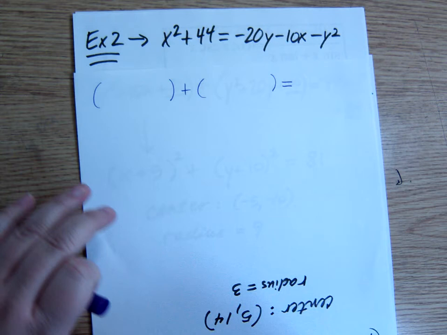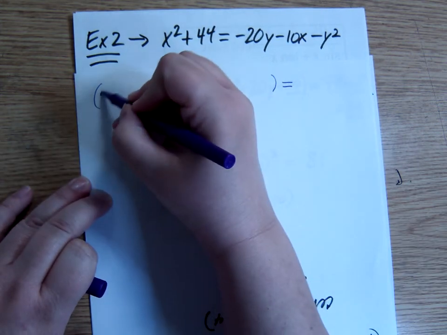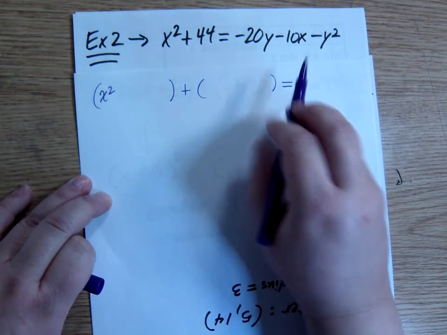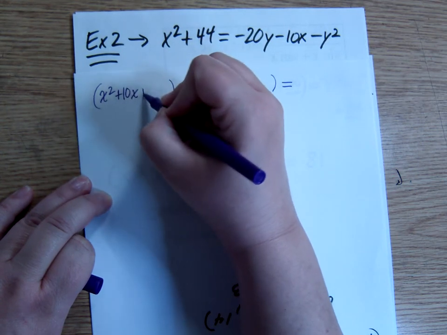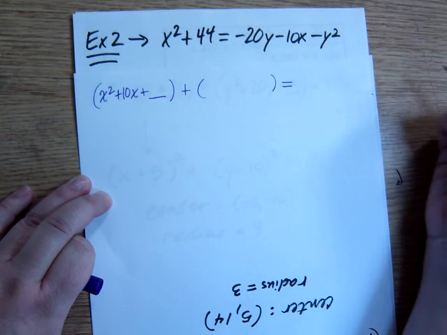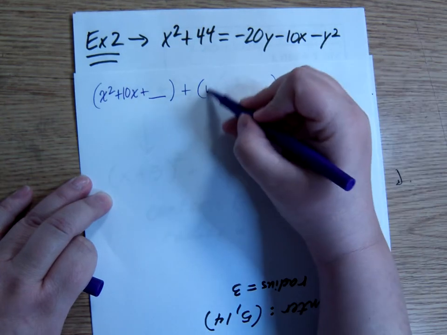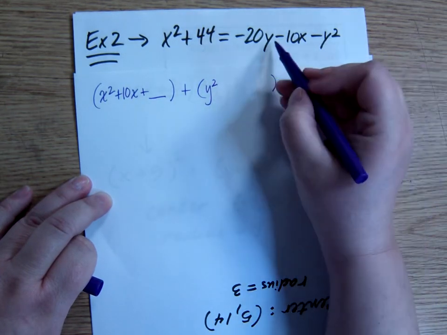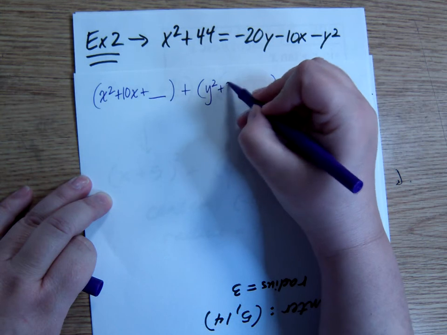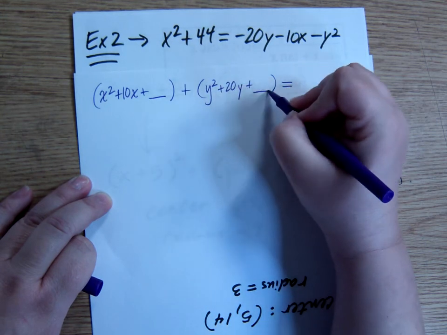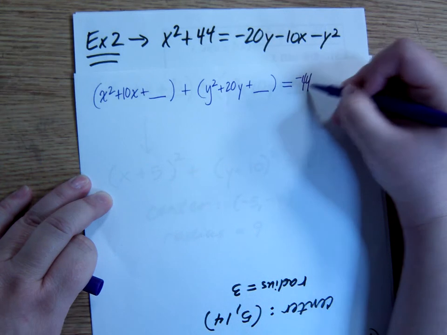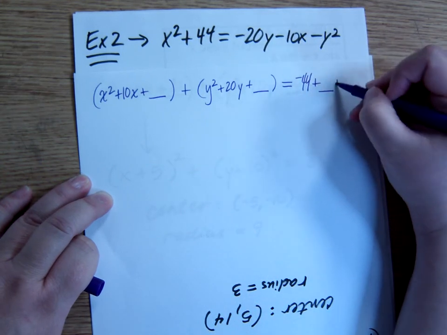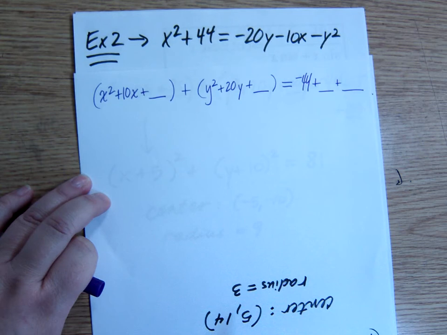Okay, so I'm going to put together my x's. I get x squared. When this comes over to the left, it'll be 10x, positive. Y squared, when it comes over to the left, is positive. Negative 20y becomes positive 20y. The 44 is going right, so that's negative 44. And that's what we've got.